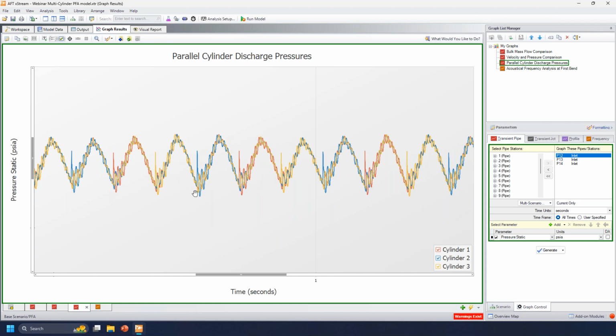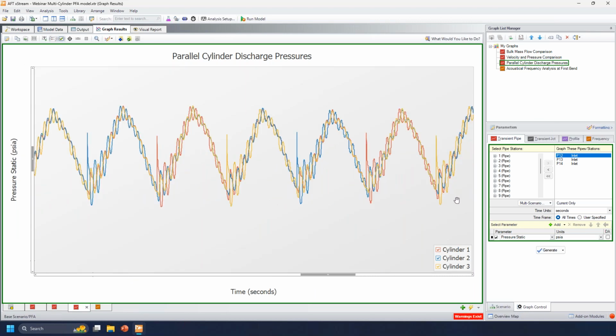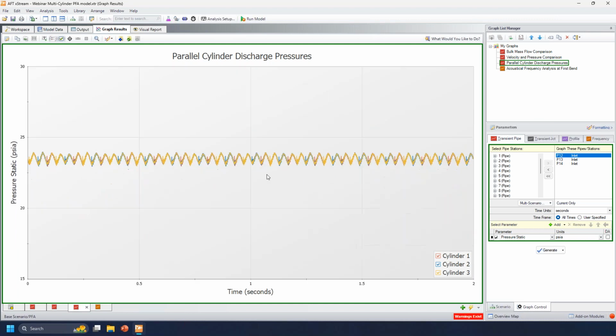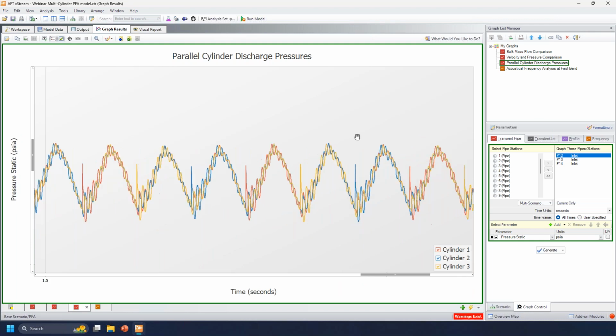So again, you can see there's that sudden pressure spike when the valves open, and you can see that each cylinder is opening at 120-degree offset to each other, but that together they're forming very much the same sort of pressure pattern as seen in series, just with less amplitude. And there's more of that high frequency pressure oscillation visible here.